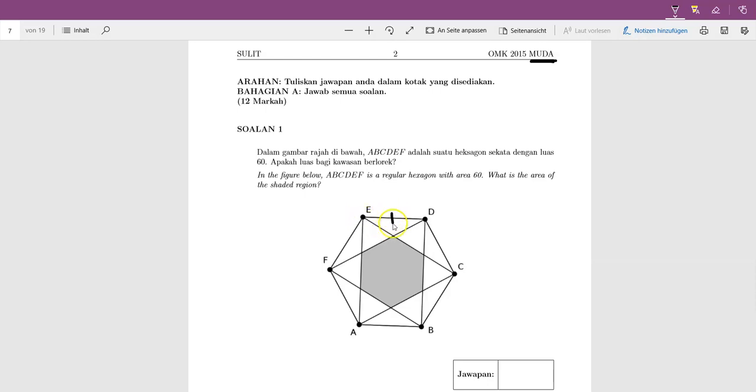A regular hexagon means that all these 6 sides are of equal length. But normally most people, when they see a number over here, their first instinct is to find the lengths of all these sides, which is not necessary since this problem can be solved by using simple ratio. What I would do here is first move these 2 triangles. I'll move this over here.